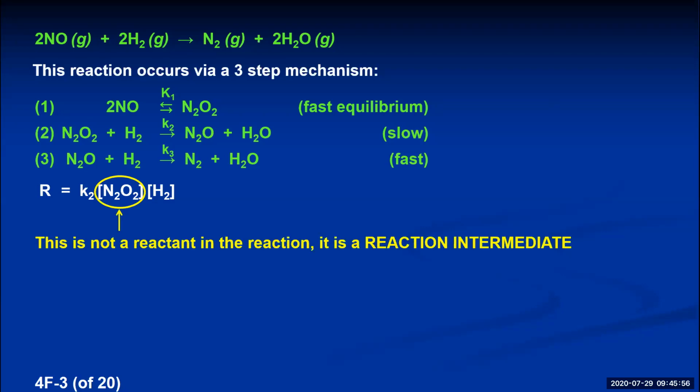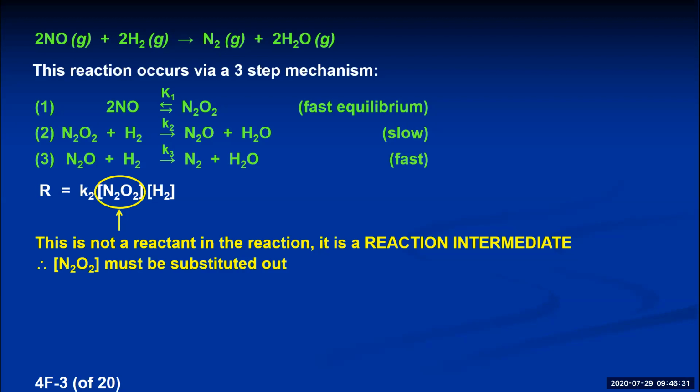So this is not a reactant in the reaction. It's something that gets produced at the end of step 1, but gets reacted away at the beginning of step 2. So it's called a reaction intermediate. And you never want to have your rate law have as one of the substances in there a reaction intermediate. You almost always want to have the rate law be proportional to the concentrations of the reacting molecules. Occasionally a product molecule will wind up in there, but never a reaction intermediate.